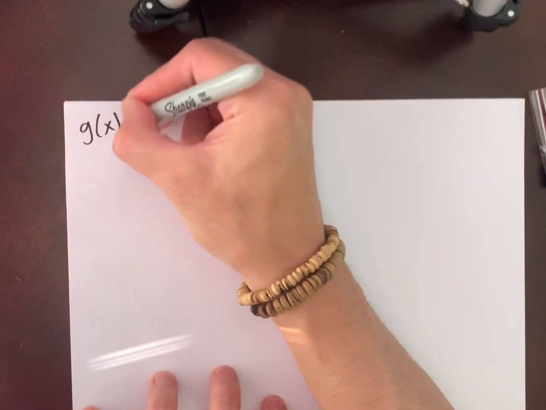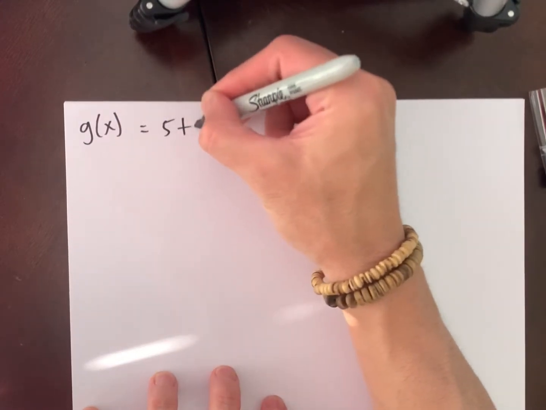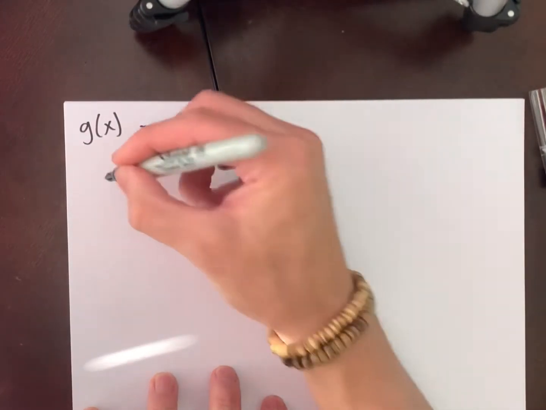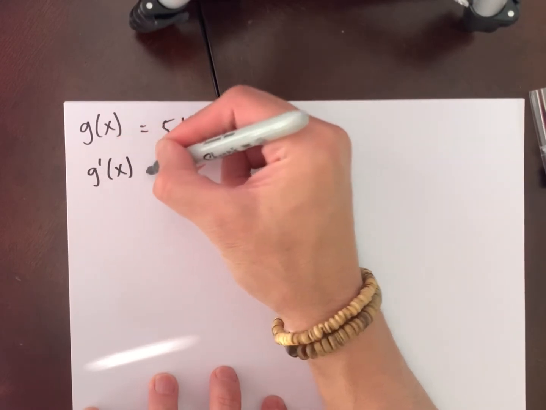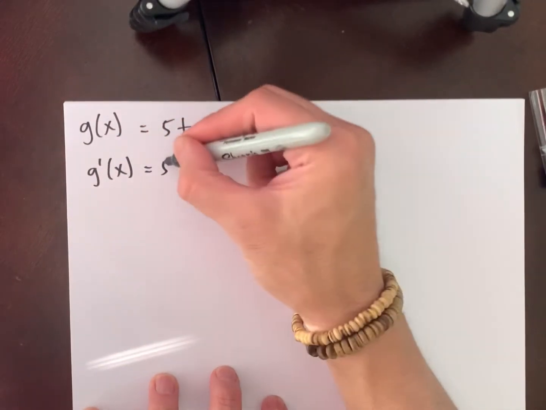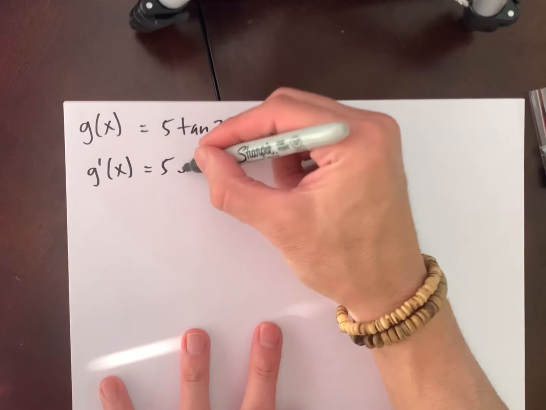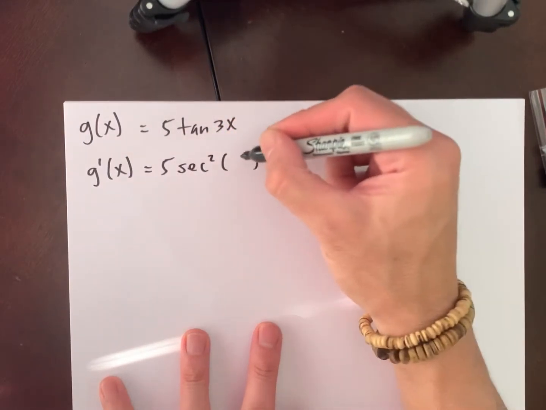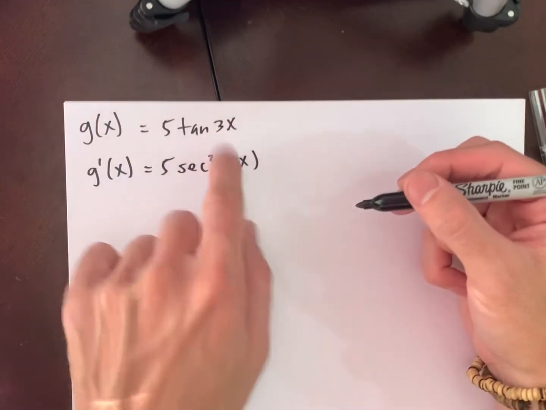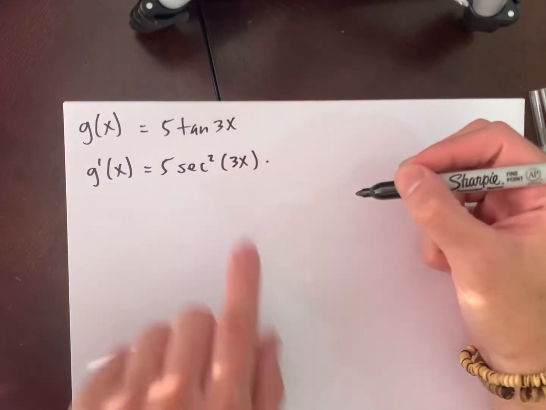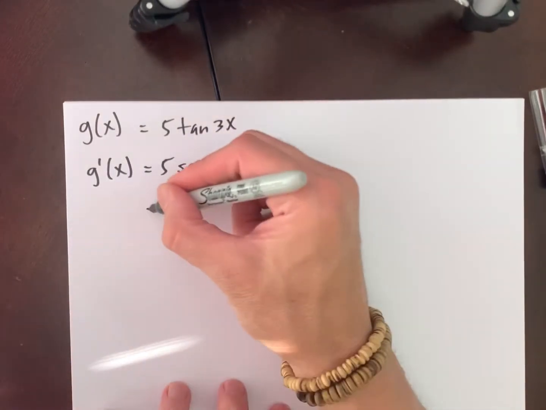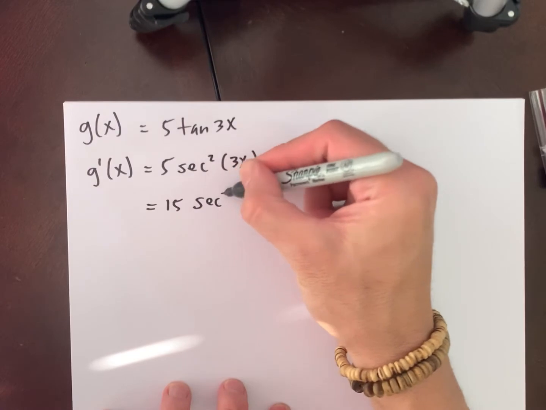And now let's try this one here. G of x equals 5 tangent of 3x. We want the derivative. So let's see. The 5 just chills there. The derivative of tangent is secant squared of stuff, where the stuff is the original stuff. But then you multiply by the derivative of the inside, which is 3. So that's just going to be 15 secant squared 3x.